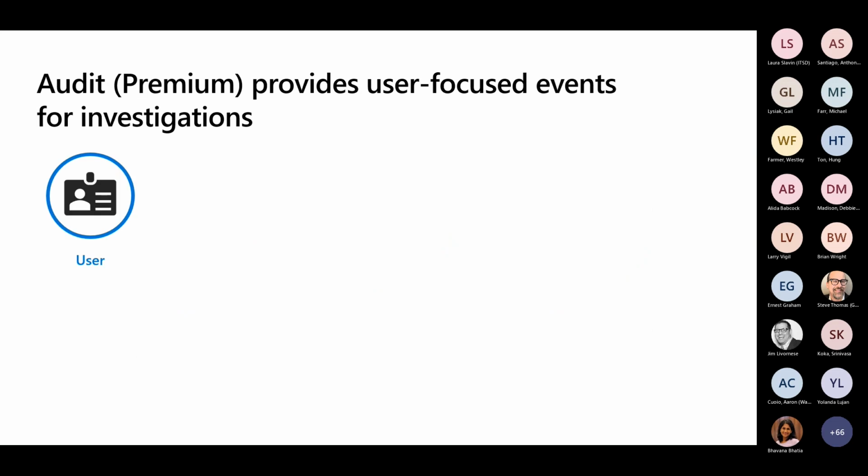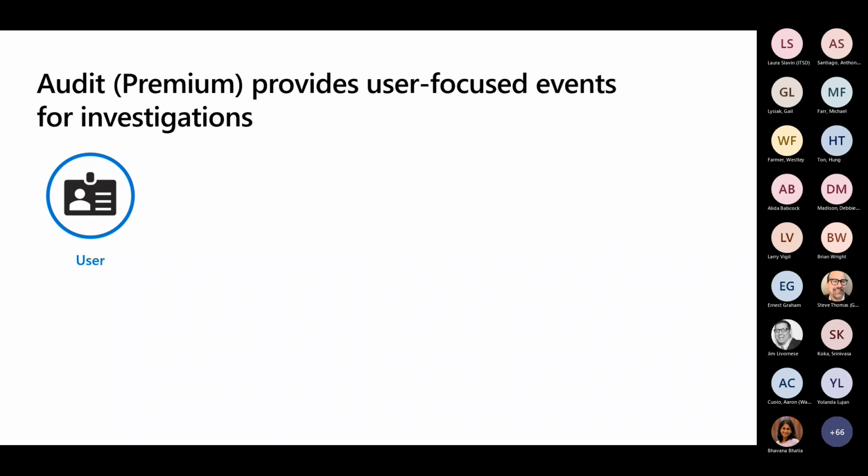Now, Audit Premium provides crucial events monitoring that can help you investigate possible breaches and determine the scope of compromise. Around 30 Microsoft services will send user and admin activity to actually audit. Now, in just a moment, we're going to walk through a couple of scenarios where using audit can help security teams better understand what happened at a data breach.